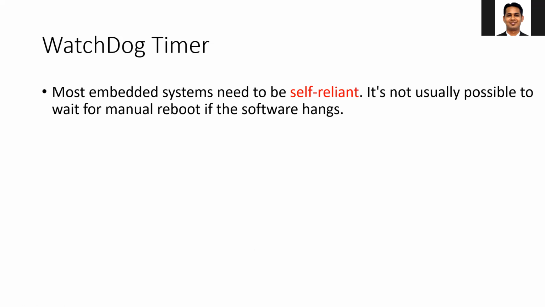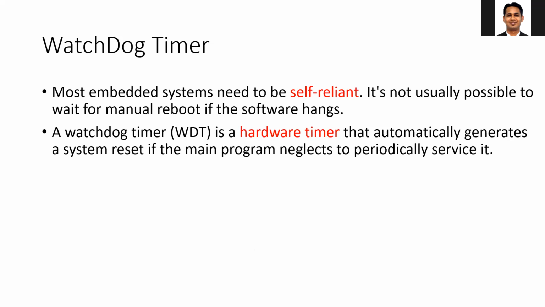A watchdog timer is a hardware timer that automatically generates a system reset. It's a hardware timer, which means it is not a part of the processing system. It works independently. It automatically generates the system reset if the main program neglects to periodically service it.